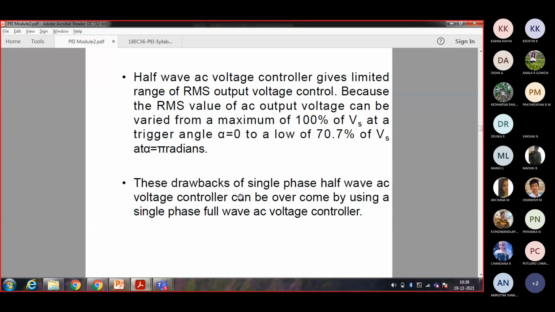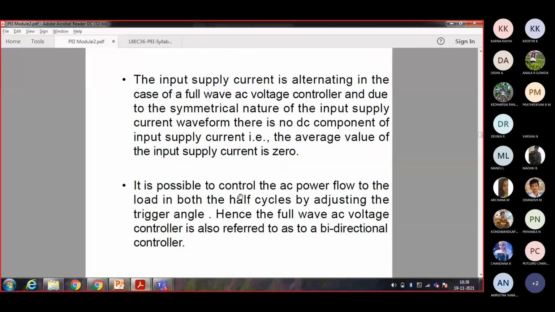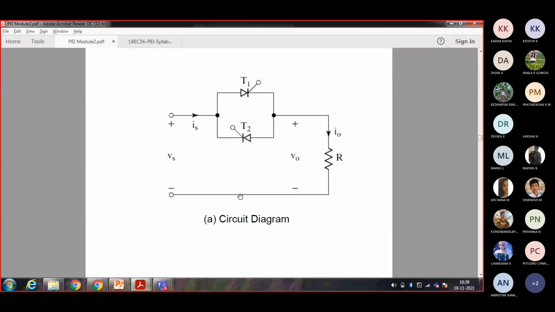These drawbacks of a single phase half-wave AC voltage controller can be overcome by using the single phase full-wave AC voltage controller. I will explain that in the next class. This is the single phase full-wave AC controller. See, we are going to have two thyristors here. In the half-wave AC controller, we have only one thyristor, but in the single phase full-wave controller, we are going to have two thyristors instead of a diode. I'll explain that later.